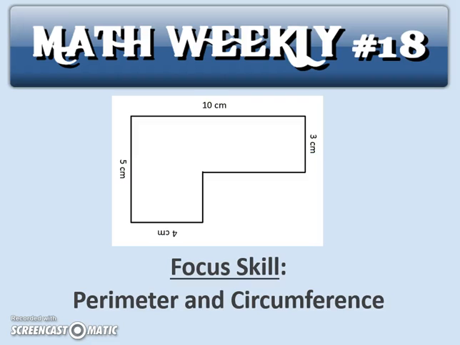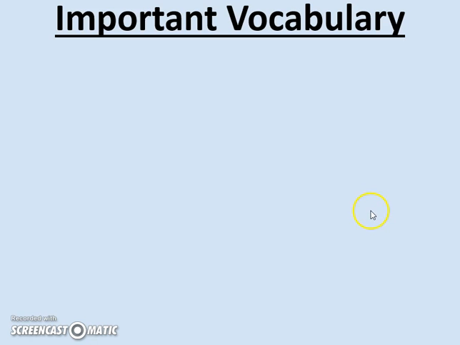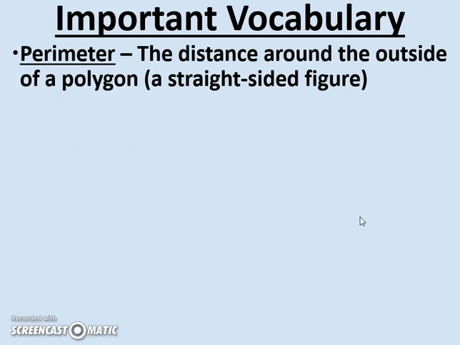Hello students, in this Math Weekly, number 18, our focus skill is going to be perimeter and circumference. Before we begin looking at some problems, let's talk about our important vocabulary words. The first important vocabulary word is perimeter.